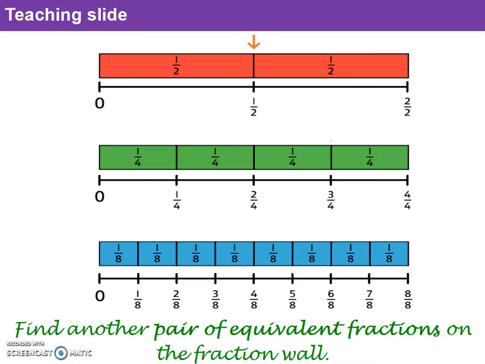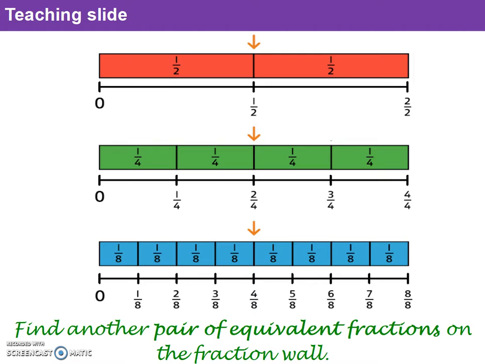And if we look down to my next bar, the quarters, we can see 1/2 is exactly the same size as 2/4. And if we move down to my next bar with 8ths, we can see that 2/4 are the same size as 4/8. So we've got 3 equivalent fractions here. We've got 1/2 is the same as 2/4, which is the same as 4/8.